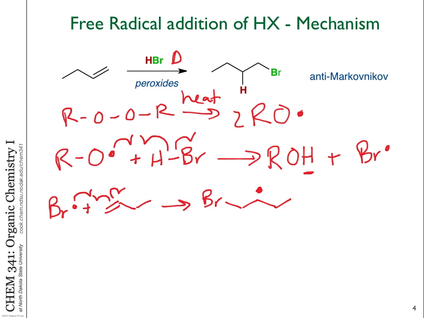Why does it add to the end? Yes, it's the same concept. Free radical chemistry is a similar concept to carbocations. The more substituted it is, the more stable it is. So it adds selectively on the end to leave the secondary free radical as opposed to a primary free radical. That's the more stable. To continue the propagation, right? To continue the chain reaction, what do you think you have to do with this?